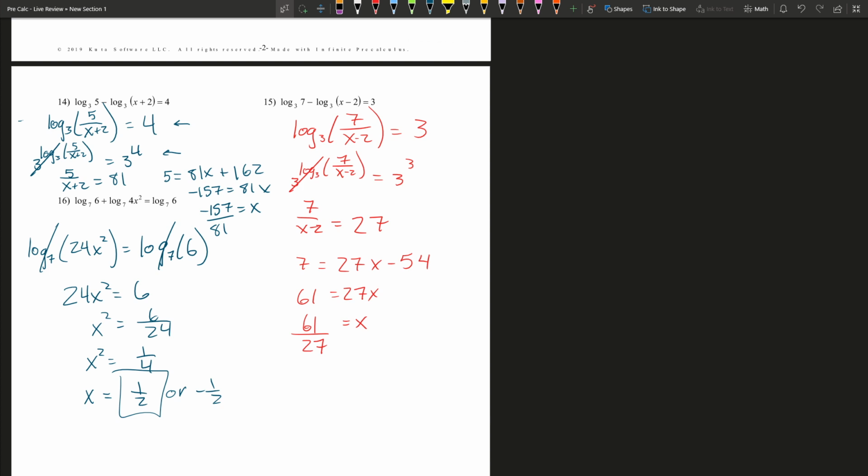If you have the same base on one side, but it's added and not subtracted, so like number 16, when you're adding, you're using the product property. So you're multiplying them together inside parentheses, which is exactly number 16. I think that's what you're asking. I'm not 100% sure.